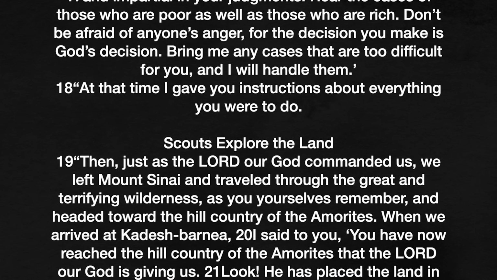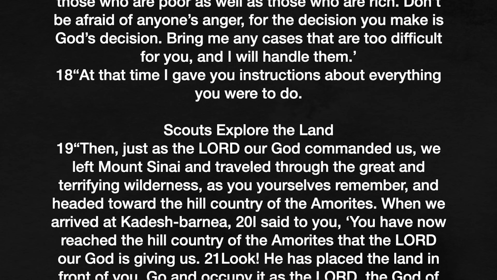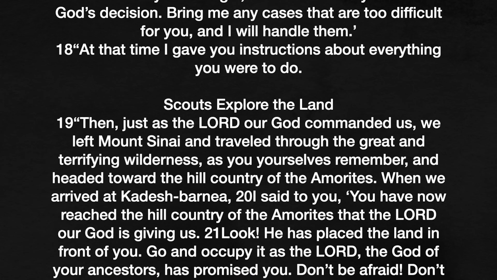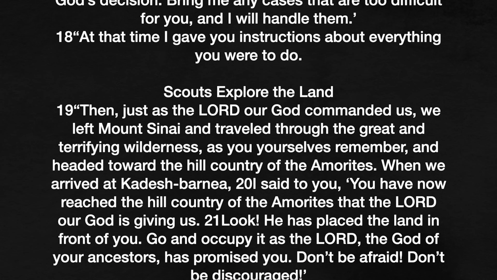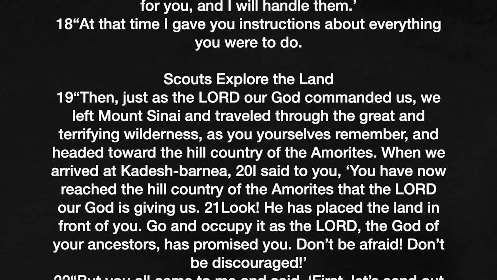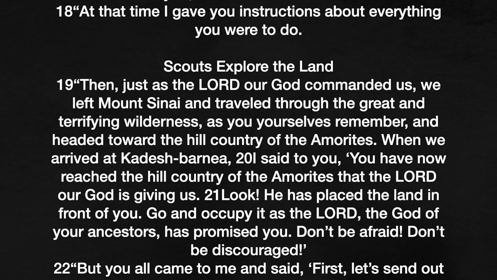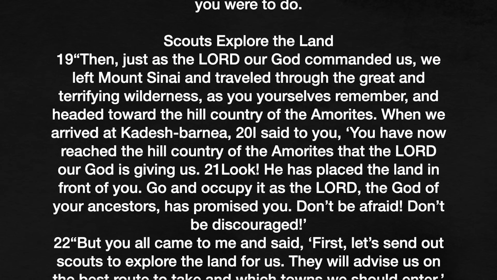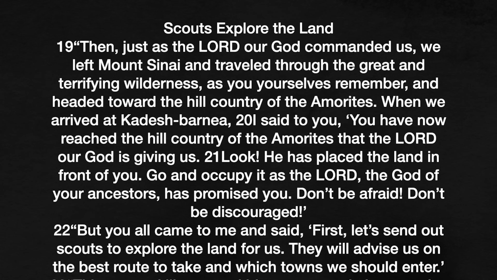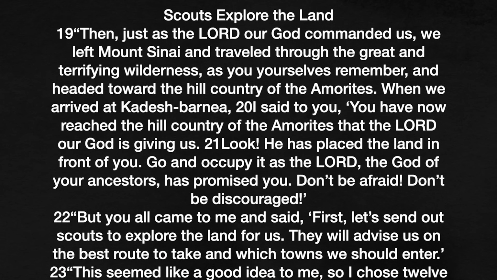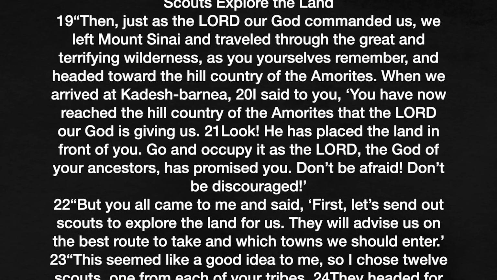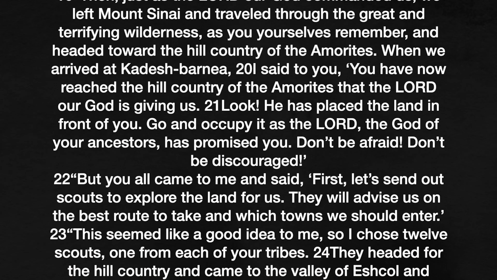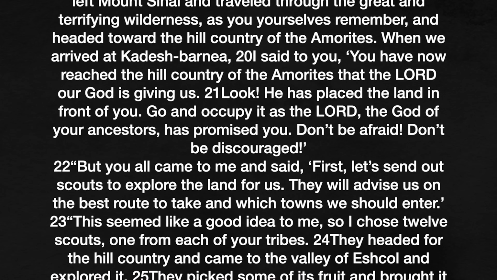Then, just as the Lord our God commanded us, we left Mount Sinai and traveled through the great and terrifying wilderness, as you yourselves remember, and headed toward the hill country of the Amorites. When we arrived at Kadesh-barnea, I said to you, 'You have now reached the country of the Amorites that the Lord our God is giving to us. Look, he has placed the land in front of you. Go and occupy it as the Lord, the God of your ancestors, has promised you. Don't be afraid. Don't be discouraged.'"